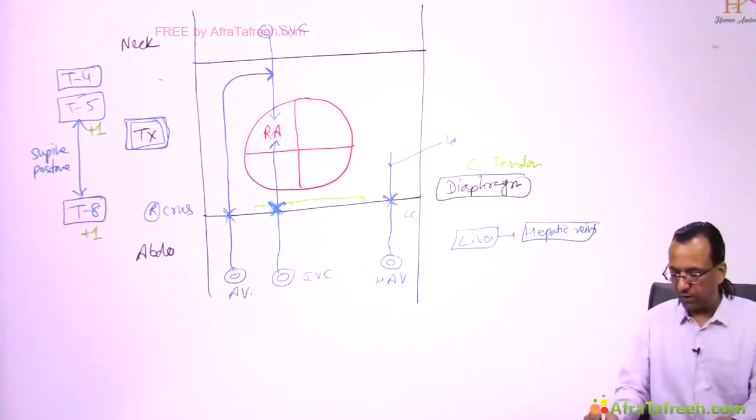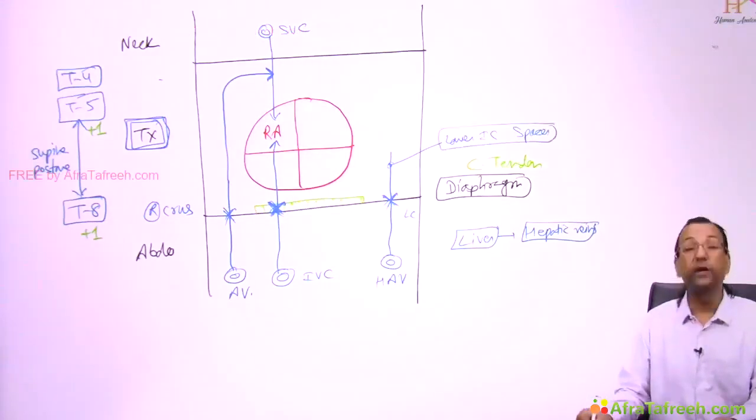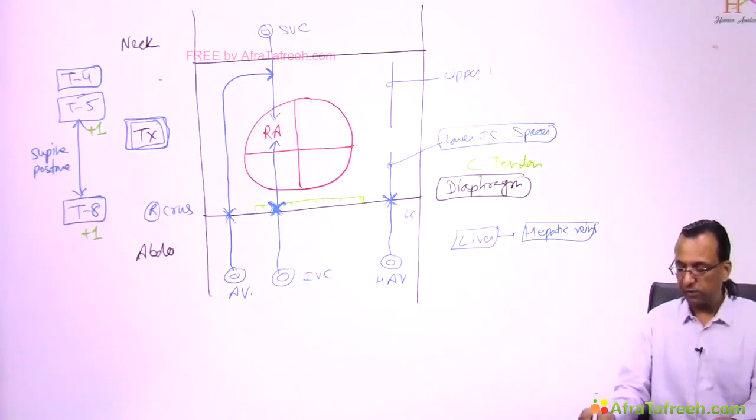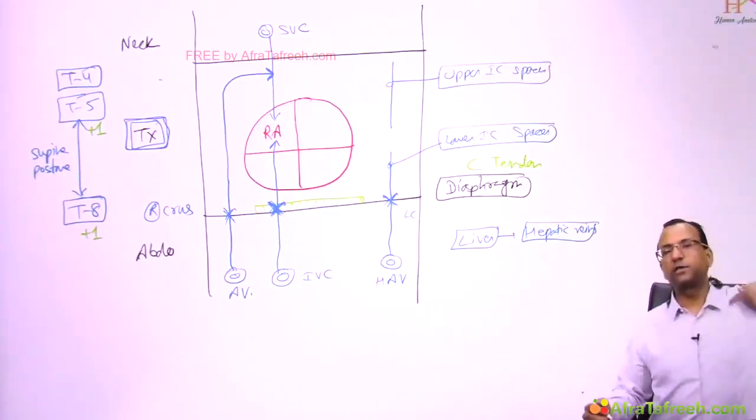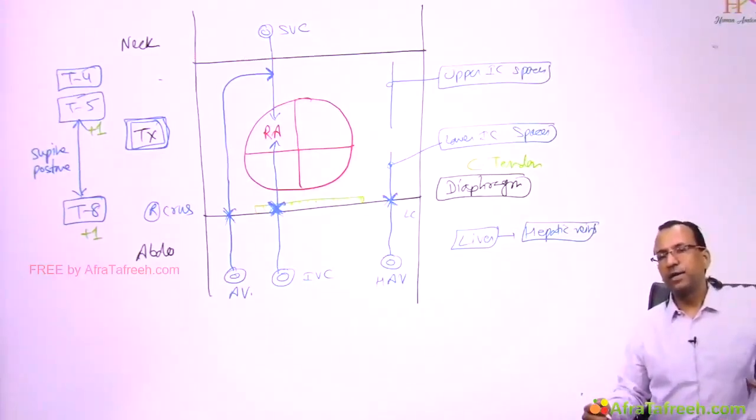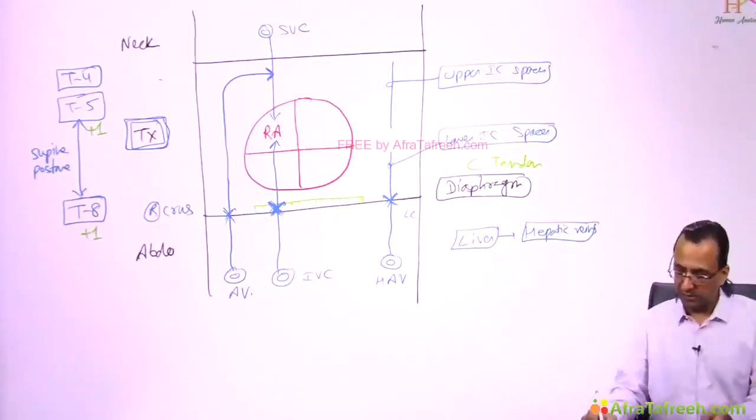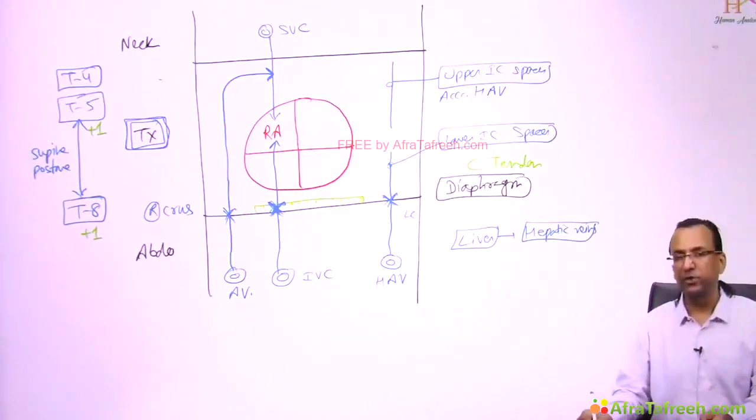Now, if it is draining the lower intercostal spaces, then who is draining the upper intercostal spaces? See, there are upper intercostal spaces and there are lower intercostal spaces. Lower intercostal spaces are drained by the hemiazygous vein and upper intercostal spaces are drained by the accessory hemiazygous vein. So this is the accessory hemiazygous vein. What is it doing now?